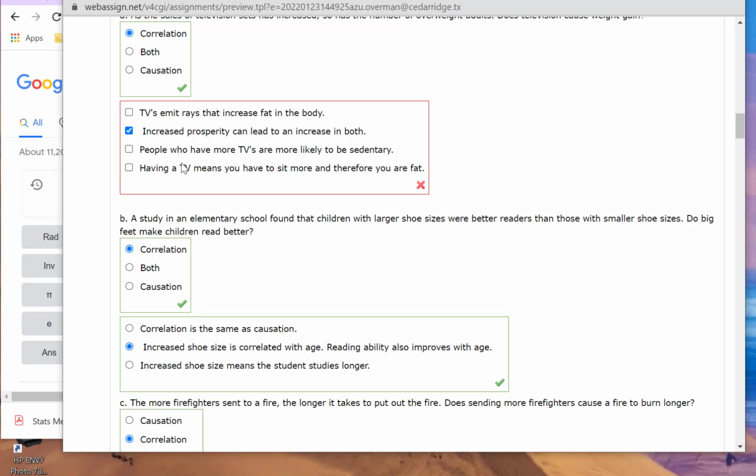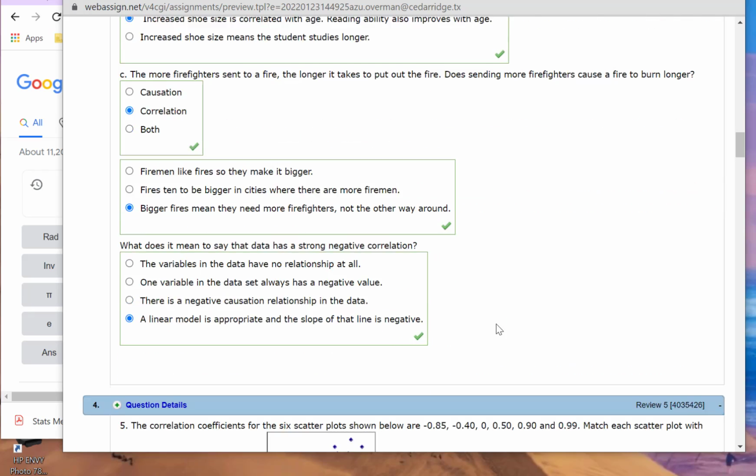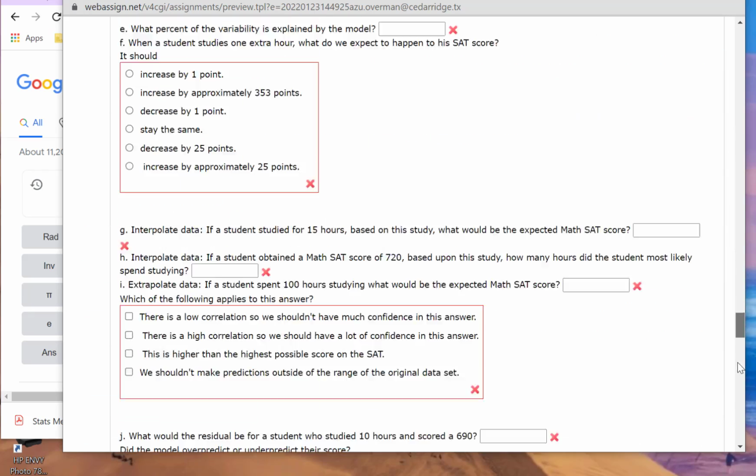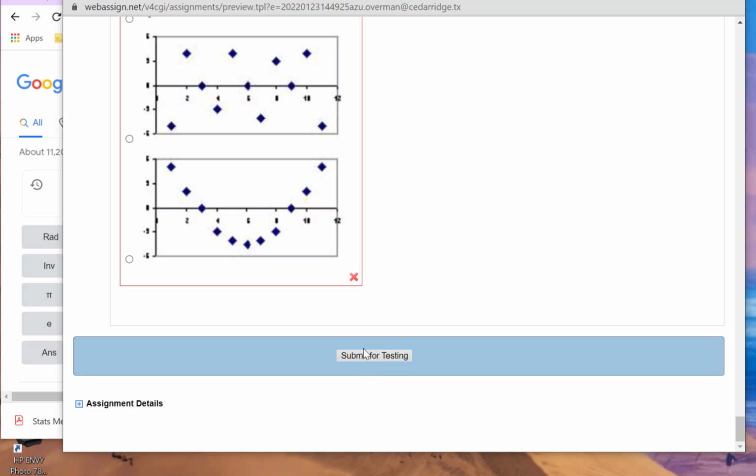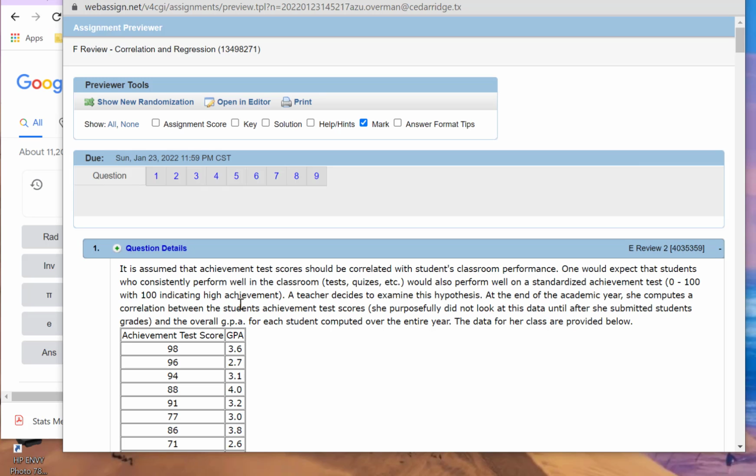Because that's almost causation. I mean, that's like having a TV means you have to sit more. You don't have to sit more. Who have more TVs are more likely. I'm not sure. So it's either just this one or both these. So let's try that again. That wasn't too bad. These are tricky. Stats is tricky. All right, let's go.